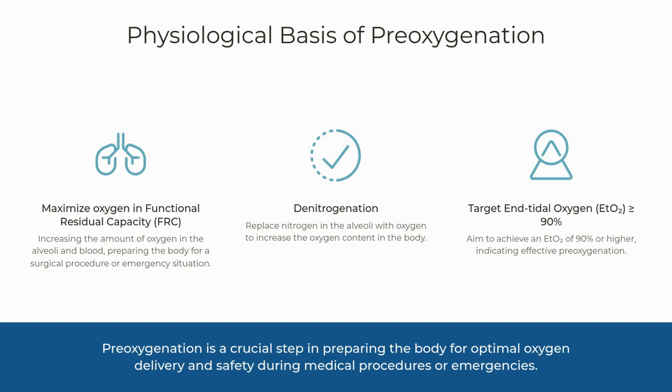The main objective of preoxygenation is to maximize oxygen stored in the lungs, particularly in the functional residual capacity, or FRC, which is the volume of air left in the lungs after a normal exhale. By having the patient breathe 100% oxygen, we wash out the nitrogen that typically fills the alveoli when breathing room air, a process known as denitrogenation. Our target is to achieve an end-tidal oxygen concentration, or end-tidal O2, of at least 90%, indicating near-complete denitrogenation. This creates a large oxygen reservoir that delays desaturation during apnea, giving clinicians more time to manage the airway.